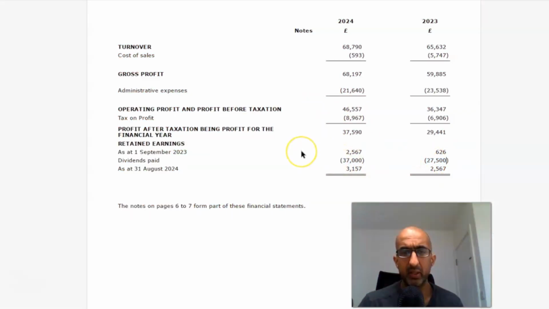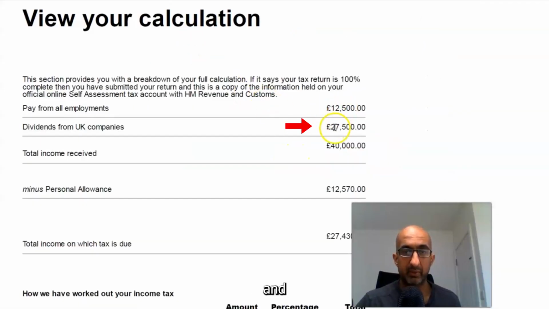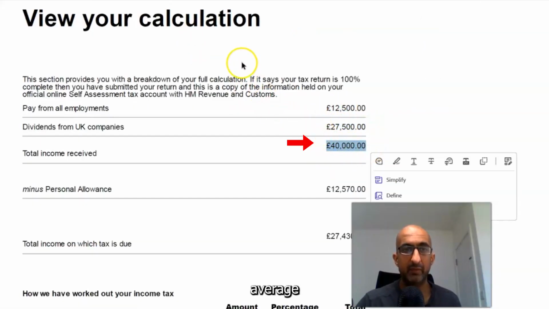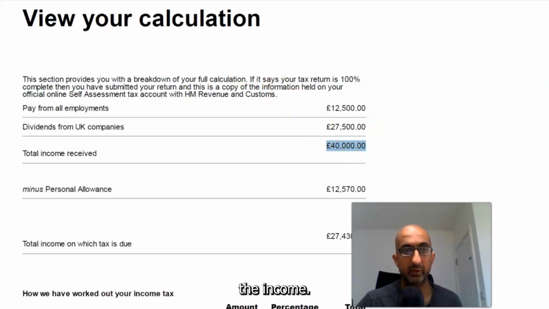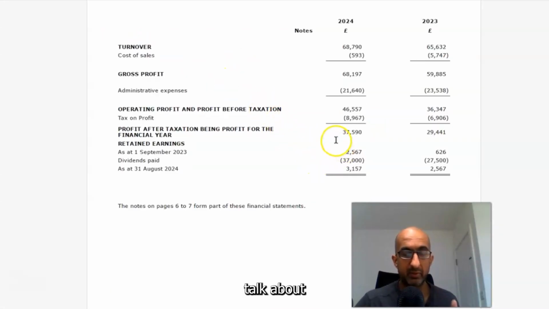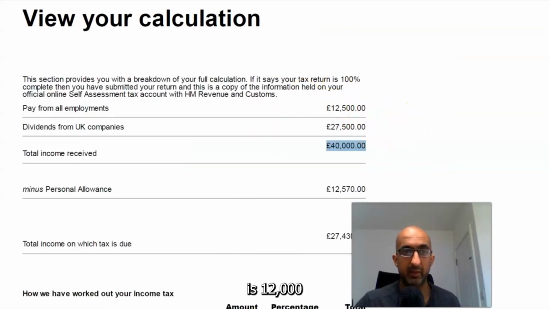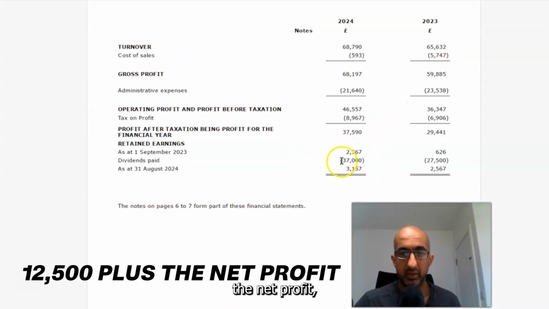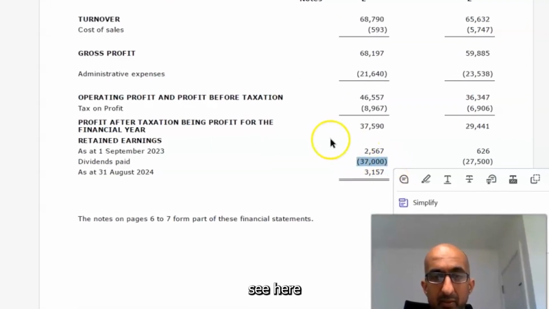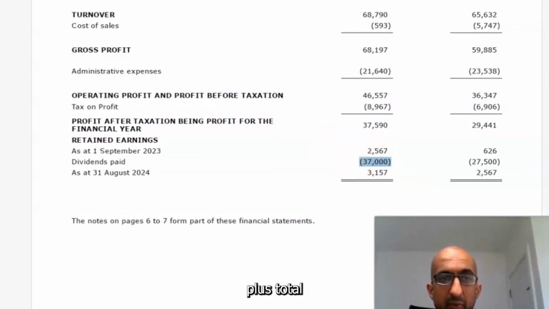In this scenario, what I'm looking for is a big difference between the profit and the dividends paid. Why? Because most lenders will take the salary and the dividends, which is here, and then the total is 40. They'll average it over 2 years, and that's what they use as the income. There are a few lenders, and you've maybe heard me talk about this before, that will use a net profit method. We'll take the salary, which again is 12,500, plus the net profit, which as you can see here is higher, it's 37, plus 12.5 equals 50.